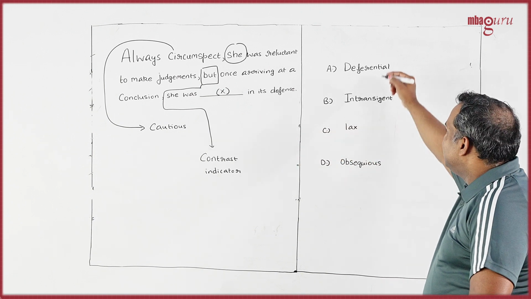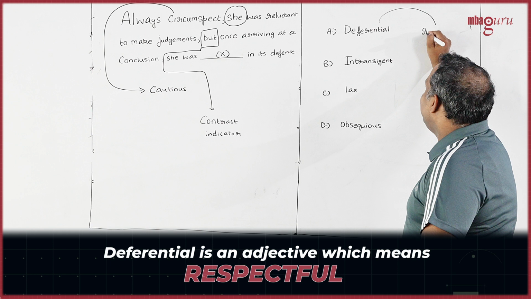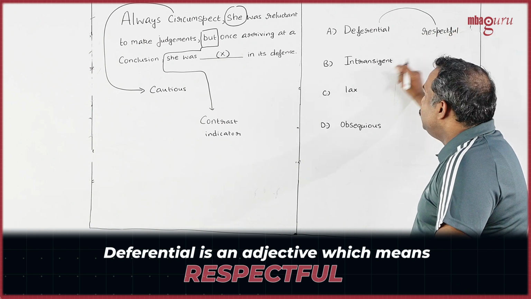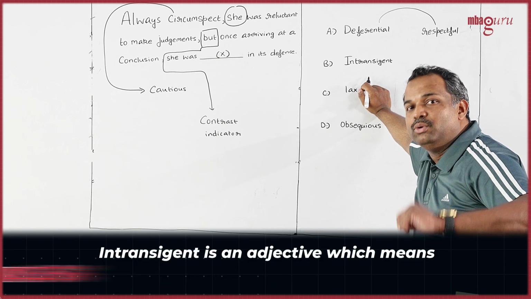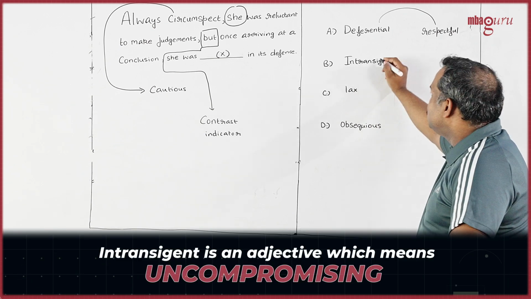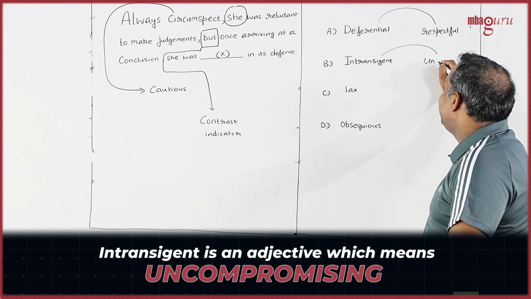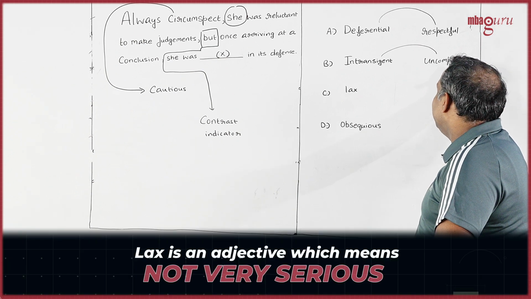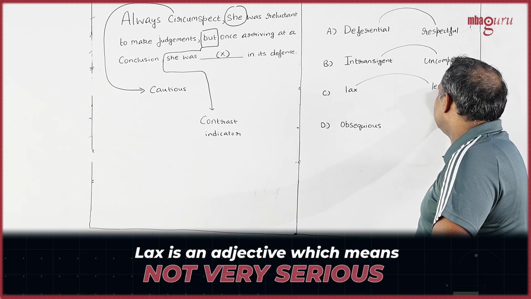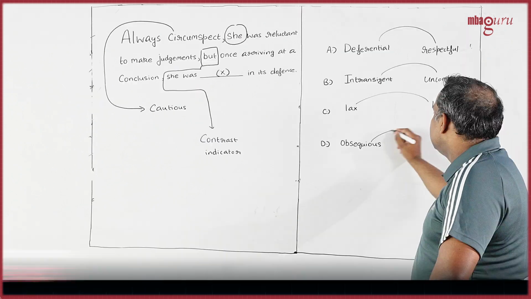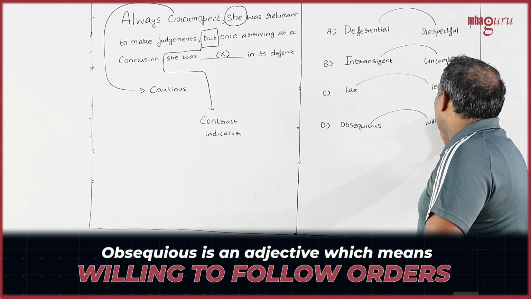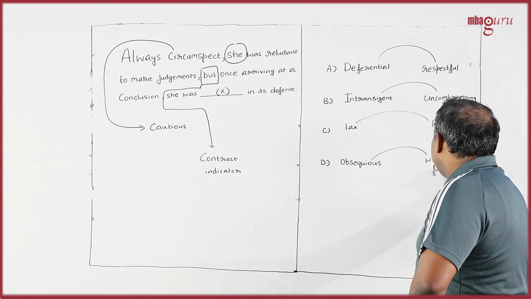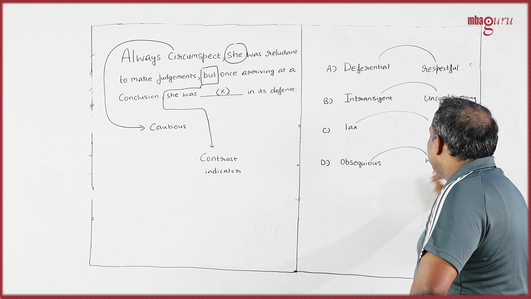The first word is deferential. If you are treating somebody with deference and if you're being deferential, you are being very respectful towards that person. Intransigent is somebody who is very uncompromising. Lax is lenient, I would say, not very serious about something. And obsequious is willing to follow orders. So somebody who is willing to follow orders can be called an obsequious person.